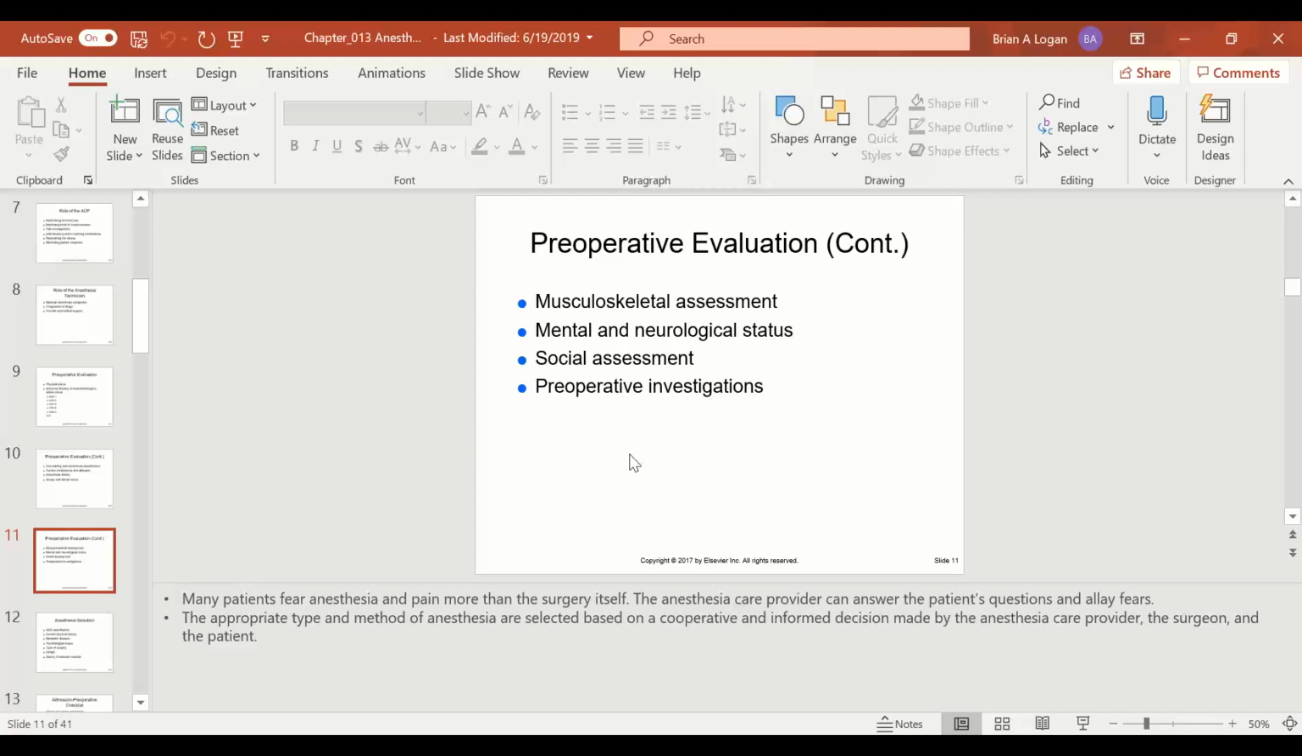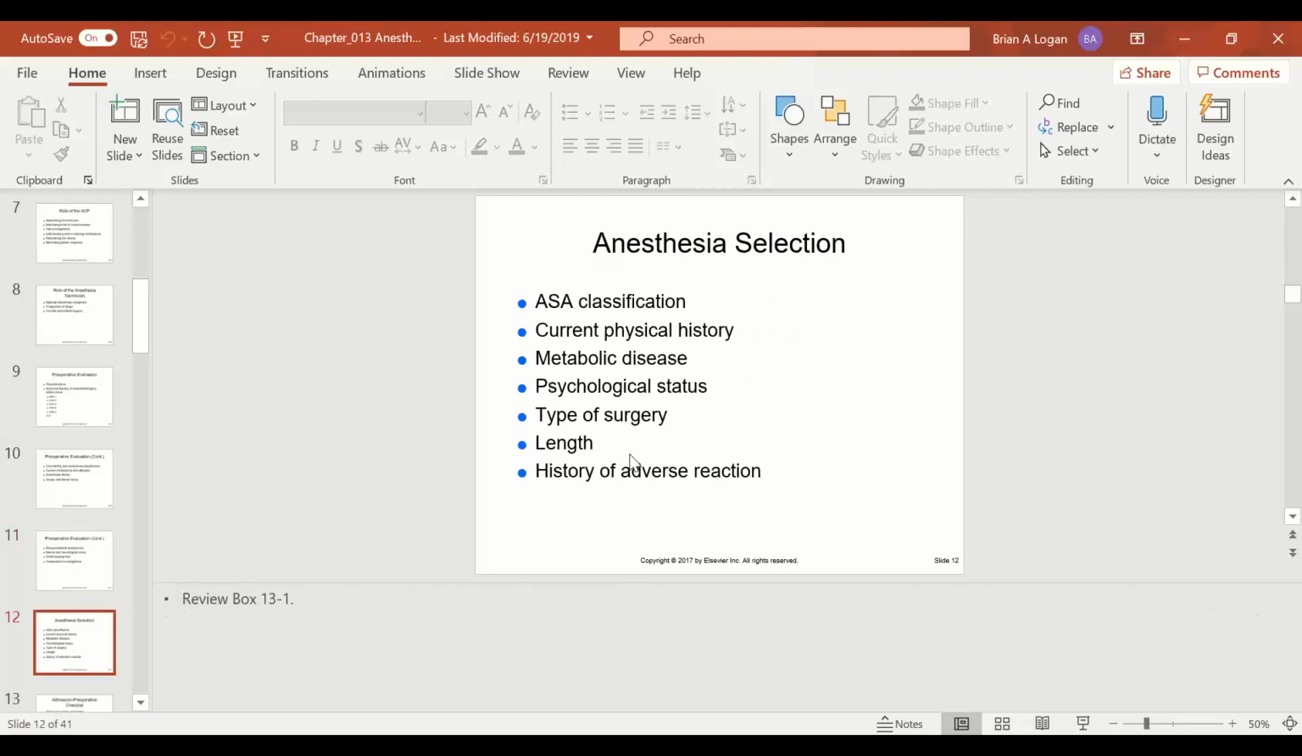That musculoskeletal assessment is, do you have good range of motion? Do all your joints work? Are you getting good nutrition, right? Do you look what's called cachectic, which means kind of skeleton-like? Are you super thin, or are you morbidly obese, right? All these things come into play when getting that ASA classification.